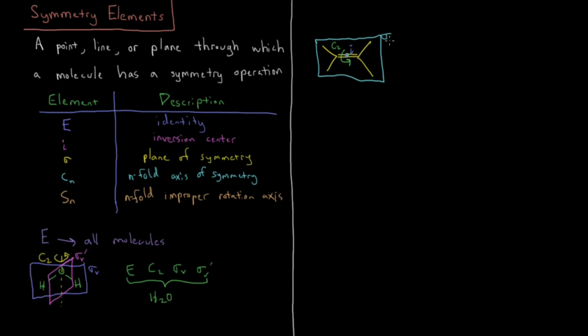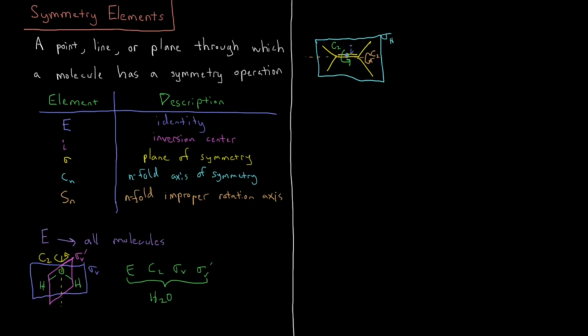So this is perpendicular to that, so we call that sigma h for horizontal as opposed to vertical, sigma v. All right, but then there's still more stuff. There's also a C2 in this dimension. C2 right there, we can rotate this in that direction there.